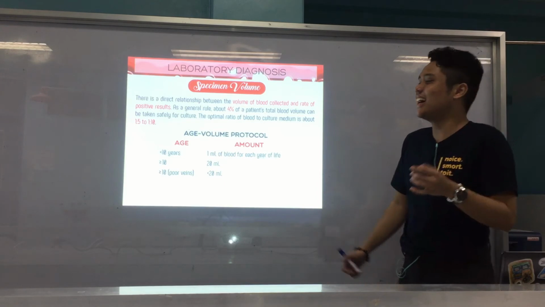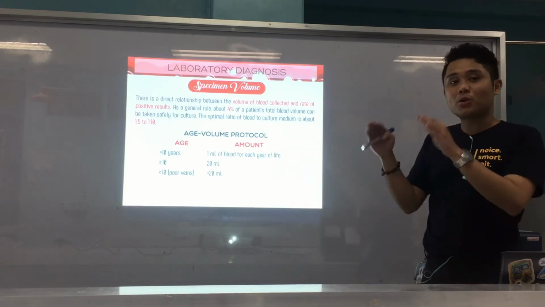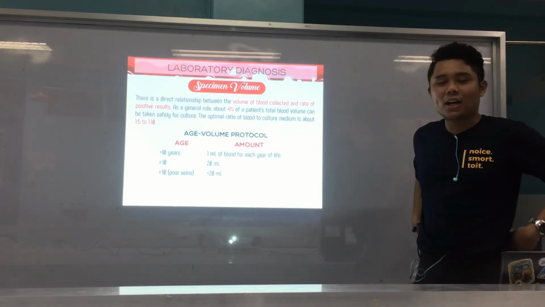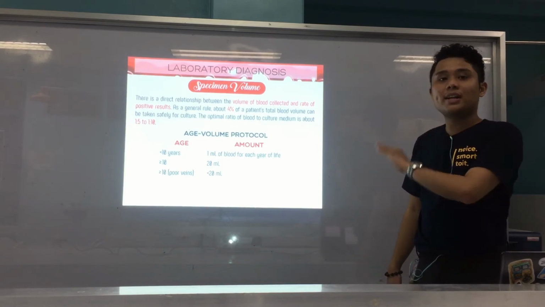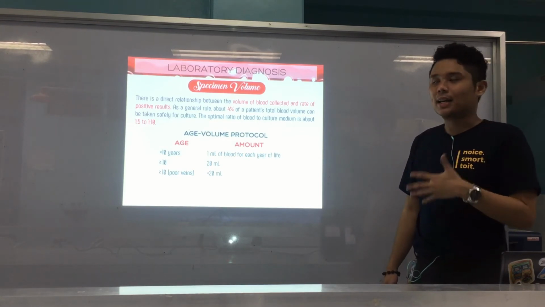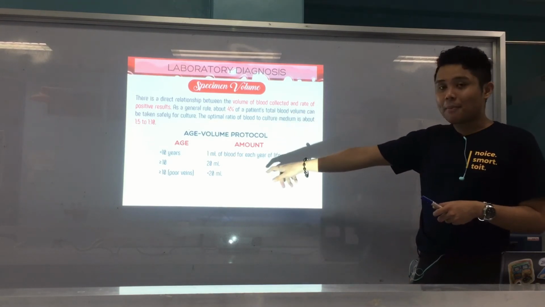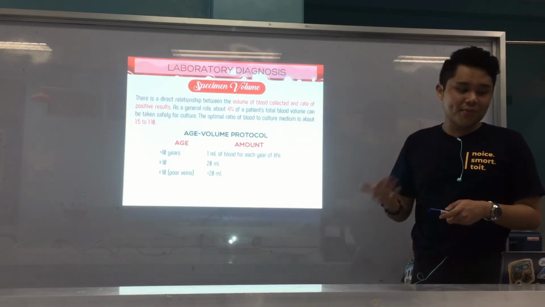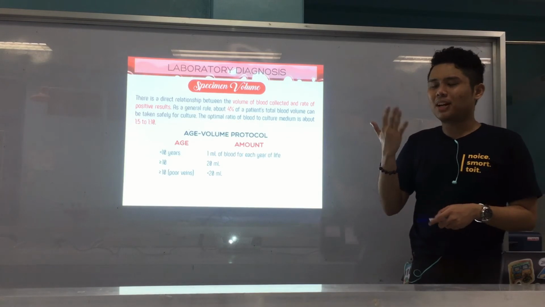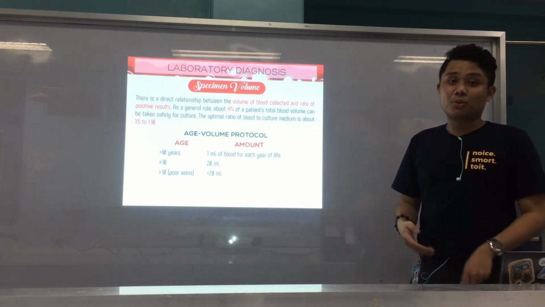Anyway, it depends. Theoretically, this is the amount of blood needed. If less than 10 years, 1 ml per year of life. For example, if 9 years old, 9 ml. If 7 years old, 7 ml. If greater than 10, 20 ml. If greater than 10 but with poor veins, you collect less than 20. But again, it depends on the blood culture bottle and the lab's procedures.